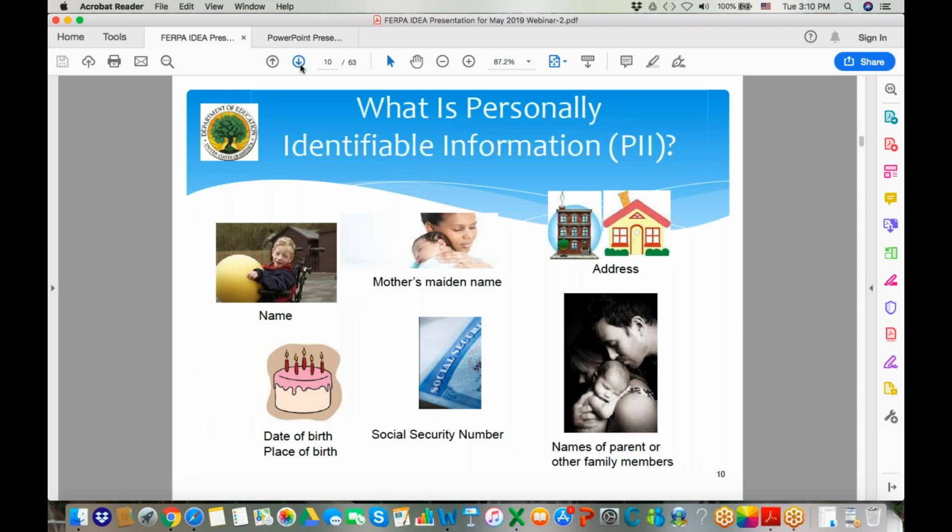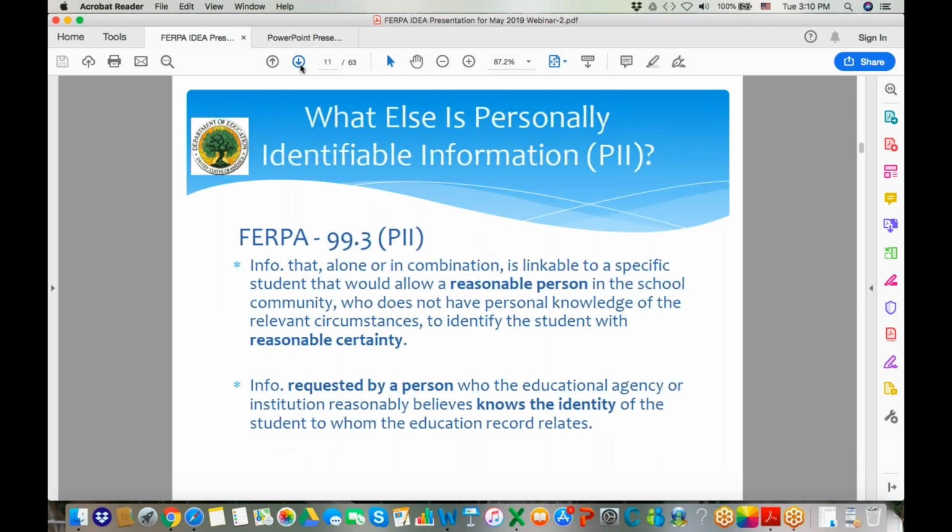So let's talk about personally identifiable information. We hear that term thrown out a lot in the context of privacy and student privacy. It obviously contains some of the more common, obvious themes, right? Name, mother's maiden name, address, date of birth, social security number, some really common things that when we think of personally identifiable, those probably come to mind right away. However, we also, under FERPA, have added some additional clauses. So if we could go to the next slide, please.